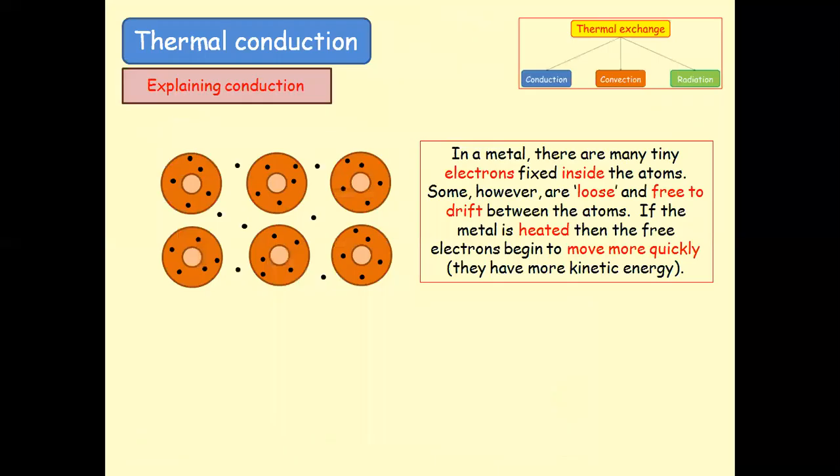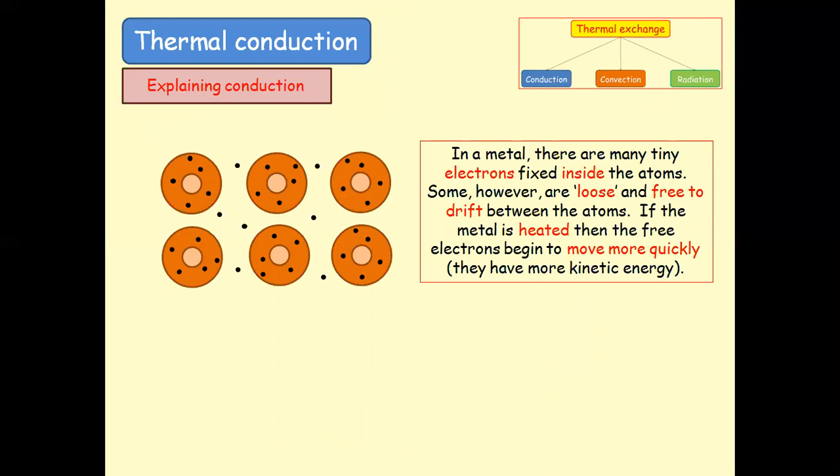Now the explanation about conduction. We know that in a metal there are many tiny electrons fixed inside the atoms. Some, however, are loose and free to drift between the atoms.